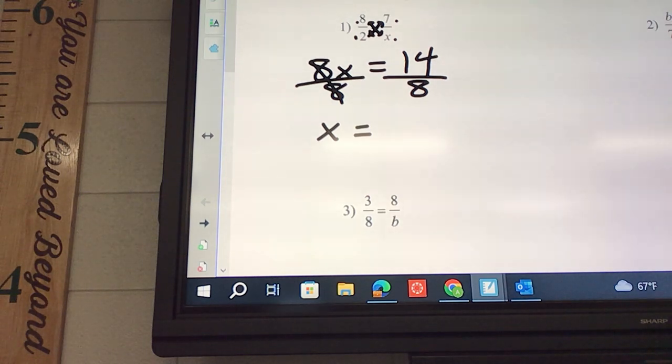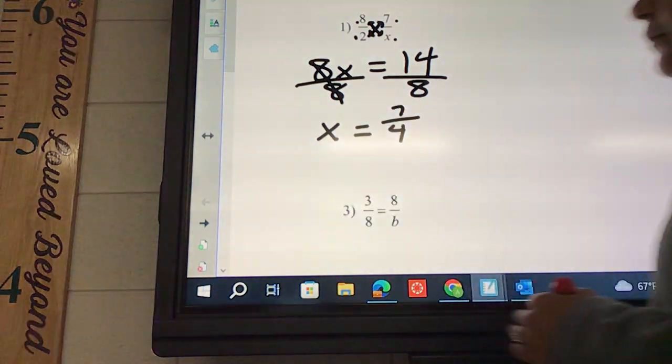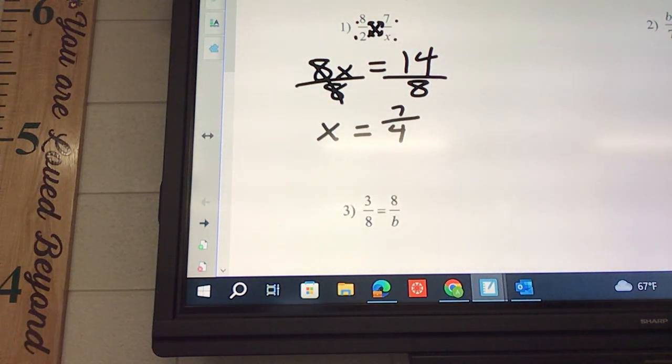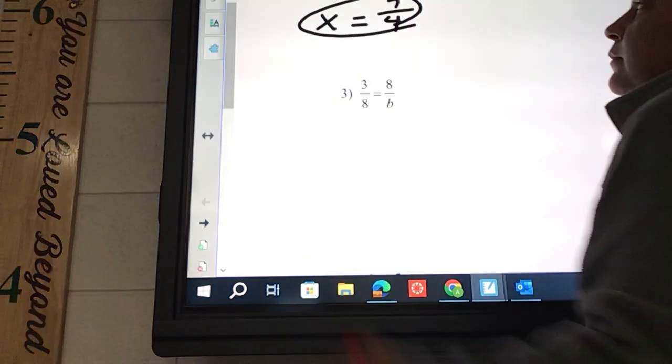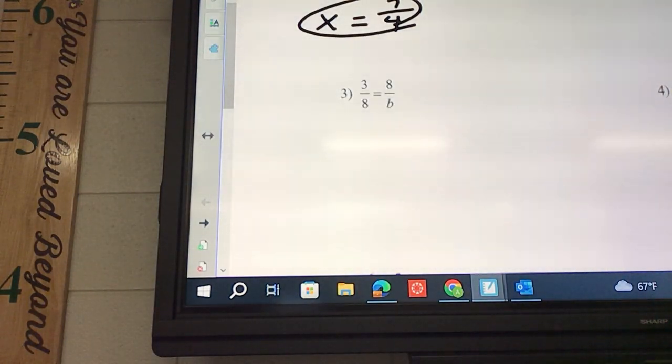What is 14 divided by 8? Do you want it in decimal form or fraction? We always go with fraction form. 14 divided by 8 is 7 over 4. Are we going to leave this simplified at 7 over 4, or are we going to do a mixed fraction? Are we going to keep it where the numerator is bigger than the denominator? Yes, so not a mixed fraction.